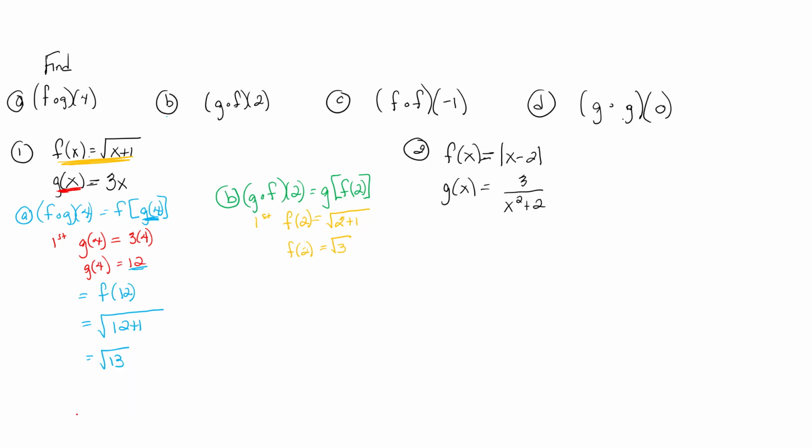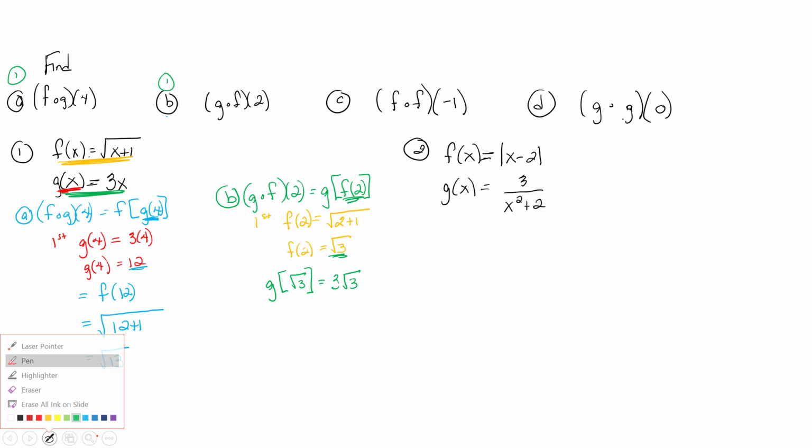Now, instead of g of f of 2, we're going to say g of the square root of 3. And the g function says 3x, which means I get to do 3 times the square root of 3. So how are we doing? Okay, so for problem 1, we're only going to work on A and B. Okay, this was problem 1. For problem 2, we're going to find C and D.